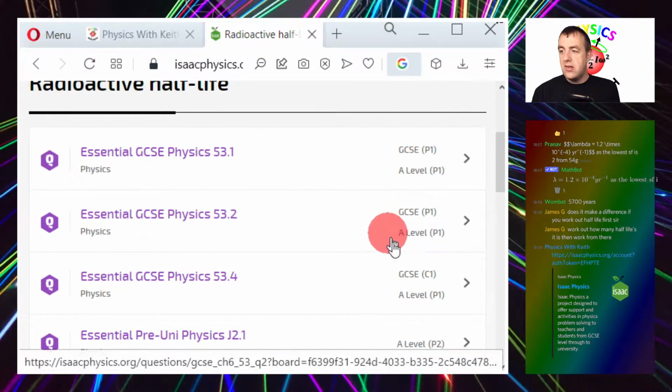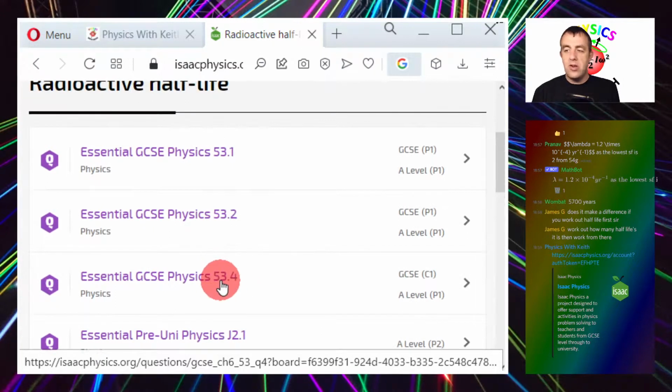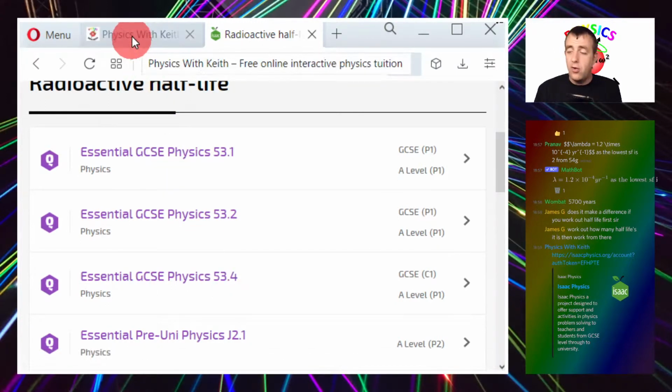You'll notice that the third one of this is labelled GCSE C1. That means it's considered challenging for GCSE students. So if you're finding this particular question challenging, don't worry, good company. A lot of people have. Why don't you ask us for help? Pop it into Discord. It's all what we're here for.